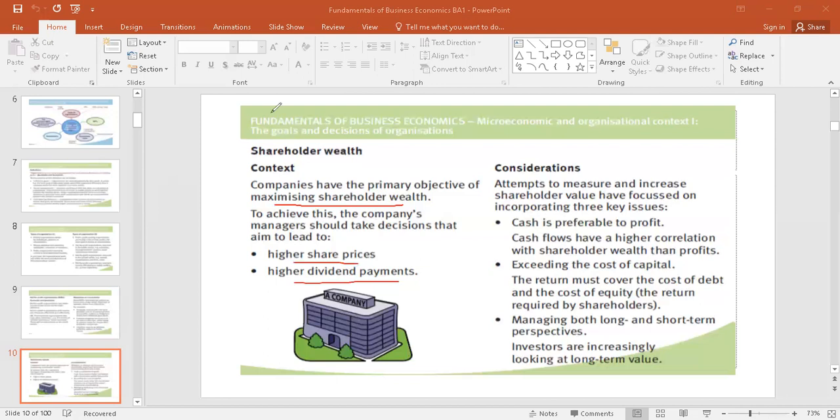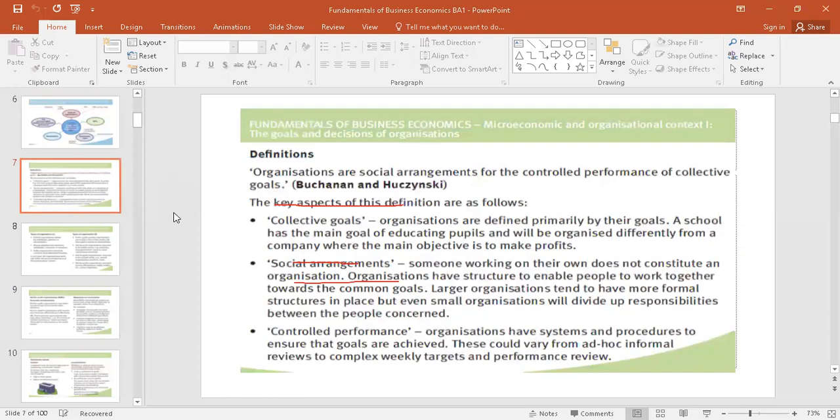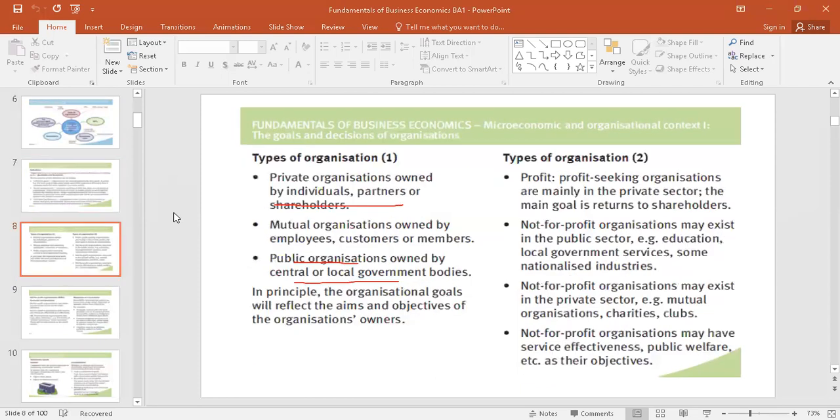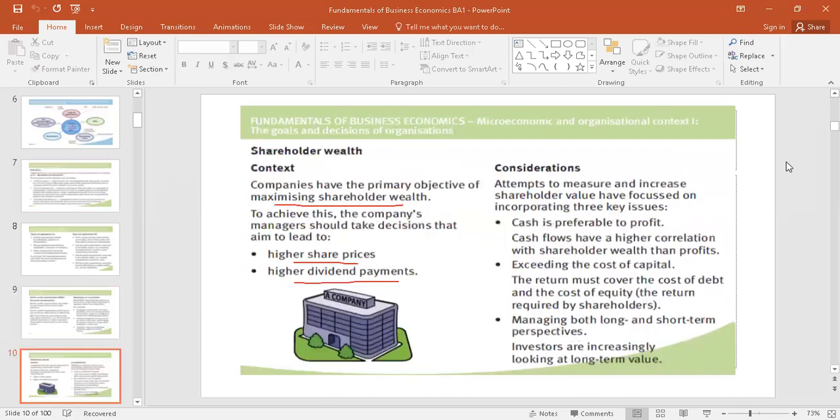When we have looked at organizations, we have looked at the social arrangement, which could be different types of organizations. This could be individuals coming together, partners coming together, or shareholders. From the company's point of view, shareholders' wealth maximization is the ultimate goal for the management. They work towards maximizing the profit or the wealth of the shareholders.